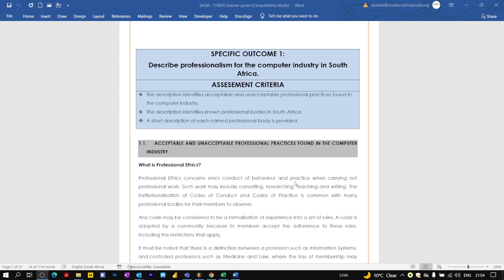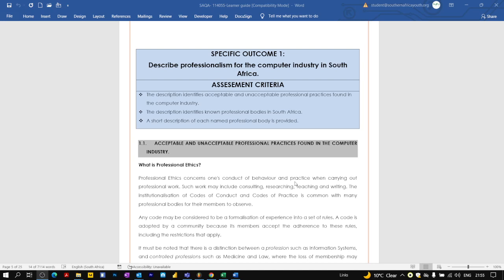All right. The first topic we'll look at here is describe professionalism for the computer industry in South Africa. Now, in our description, we should be able to identify acceptable and unacceptable professional practices that are found in the computer industry. And we should also find that the description identifies professional bodies in South Africa, such as your IITPSA, your MICT, and other bodies.